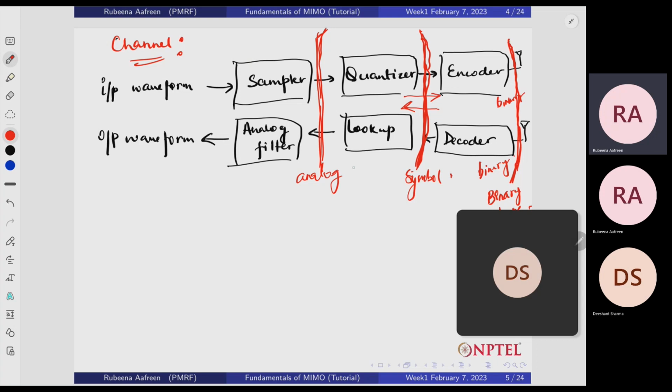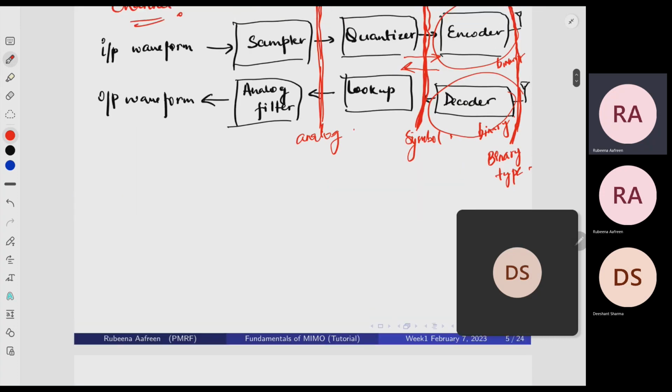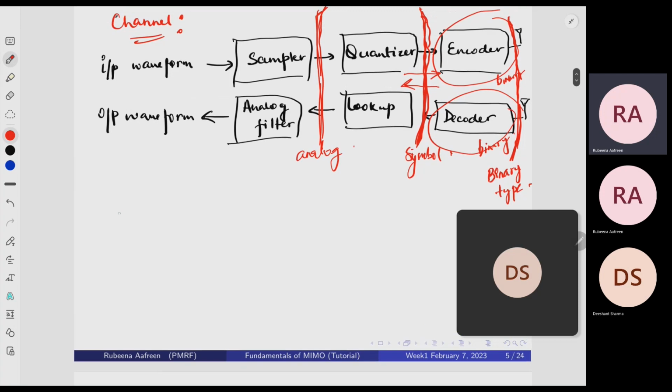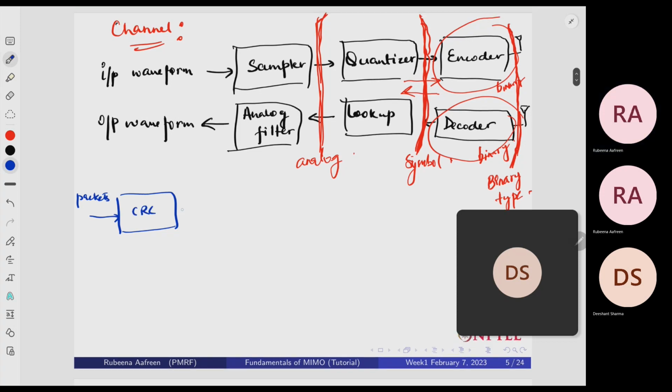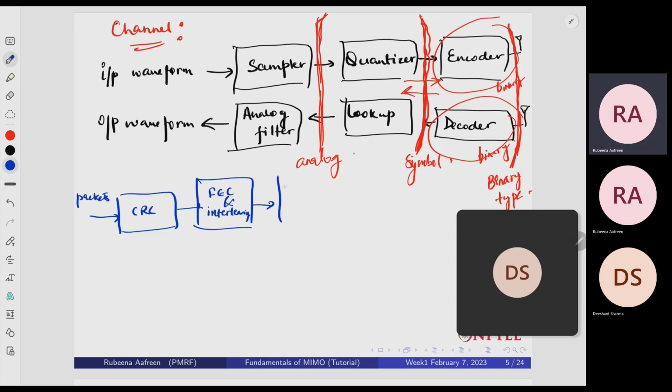But if we say the source coder block is there, source encoder and source decoder, now we consider these two. I'll describe it in more detail. What happens at the encoder is that packets go in. After that CRC happens. Then forward error correction, interleaving. Then we have symbol mapping.